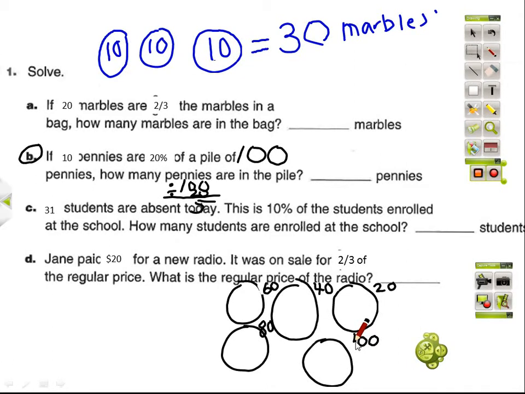And then I knew that each one had to represent 20%, because we're talking about 20 times 5 equaling 100, 100 being one whole. If 10 pennies are 20% of the pile, then each 20% would have to be 10 pennies. Every 20% equals that, so I just go up by 10 each time.